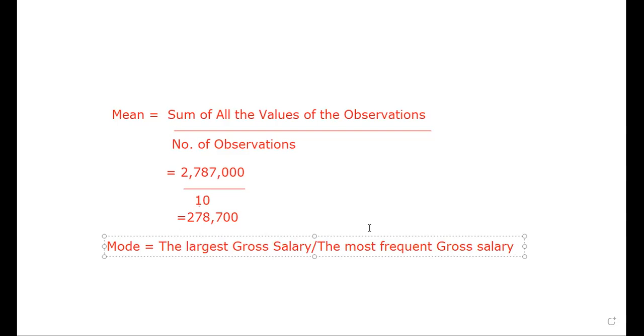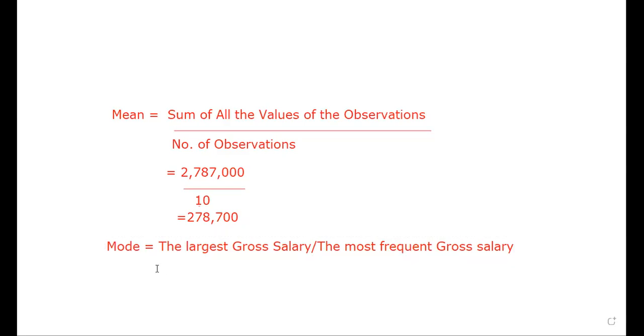From the look of things, I don't have a number that is repeating itself. I do not have that. I have the largest, so I will go with the largest. So mod is 300,000. Just that simple, you get your 2 marks.